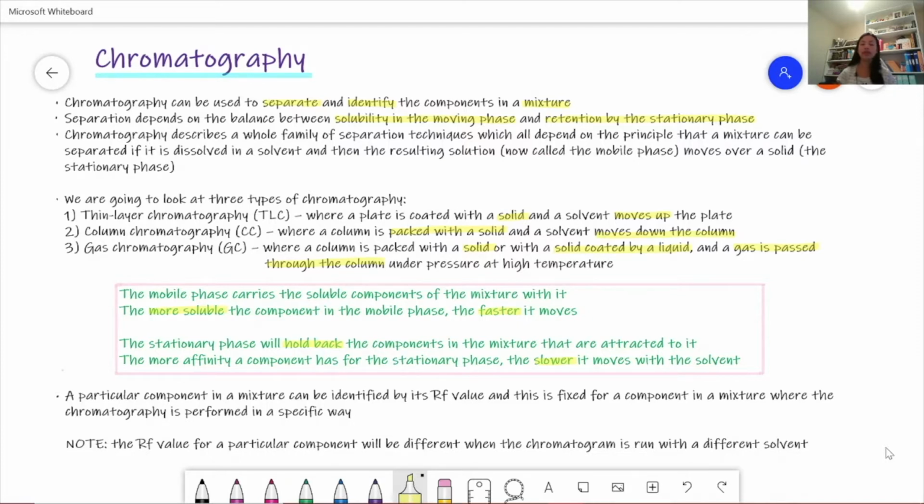A particular component in a mixture can be identified by what we call its retention factor value, or its RF value. This is fixed for a component in a mixture where the chromatography is performed in a specific way. One really important thing to know is that the RF value for a particular component will be different depending on which solvent you use.